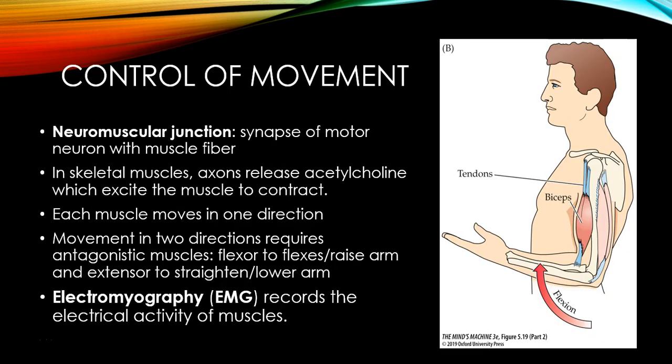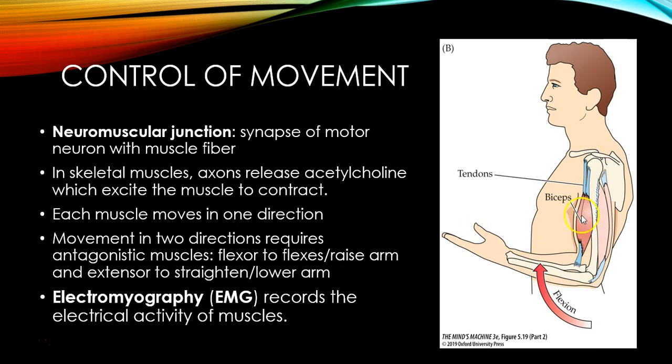So how do we move? Control of movement. Basically, we have axons that synapse on a muscle, and the synapse of a motor neuron with a muscle fiber is what we call a neuromuscular junction. So that's the synapse between a motor neuron, just a neuron that synapses on a muscle, and a muscle fiber. In skeletal muscles, axons release acetylcholine in this neuromuscular junction. That's the neurotransmitter in a neuromuscular junction.